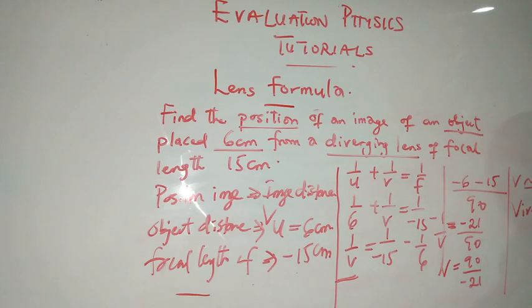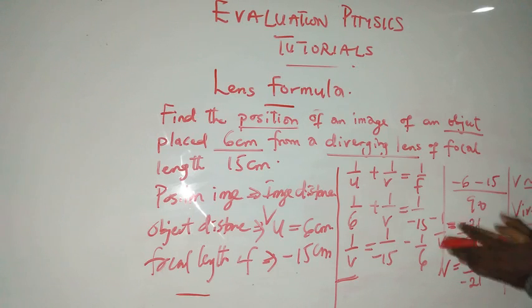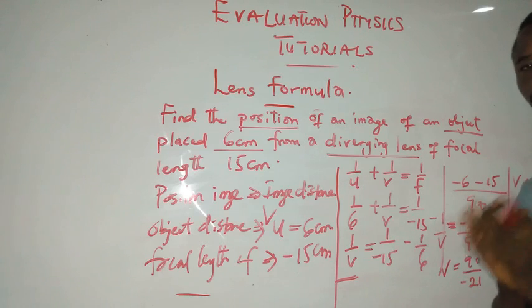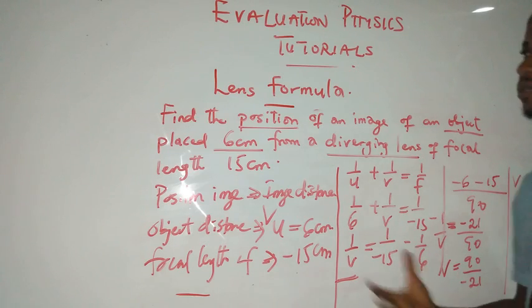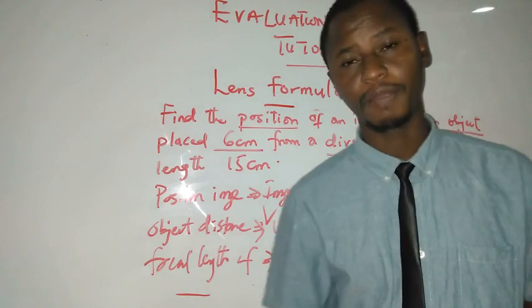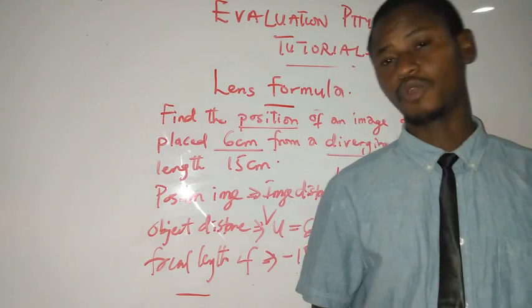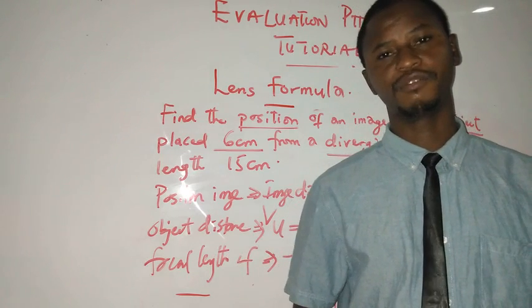I always tell you, automatically, if the right substitution is done, the final image gotten in a diverging lens, if you are looking for it or calculating it, will always be negative, because the final image is virtual. I believe with this simple worked example, you can actually apply and solve more questions on the lens formula.